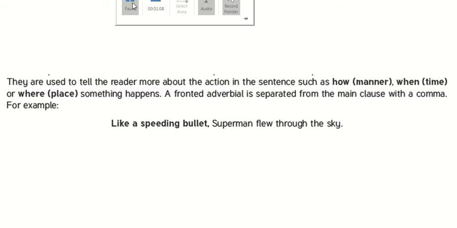So another little recap, they are used to tell the reader more about the action in the sentence, such as how, which is manner adverbials, when, time adverbials, or where, which is place, the place that something happens. A fronted adverbial is separated from the main clause with a comma. For example, like a speeding bullet, Superman flew through the sky.